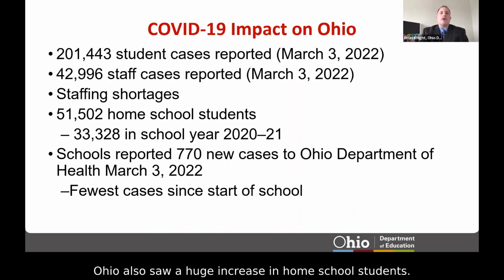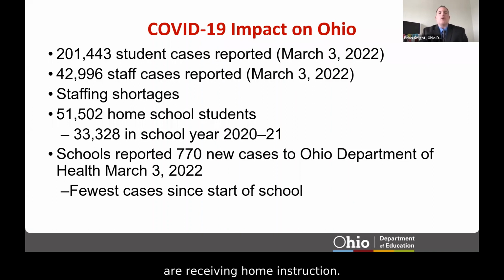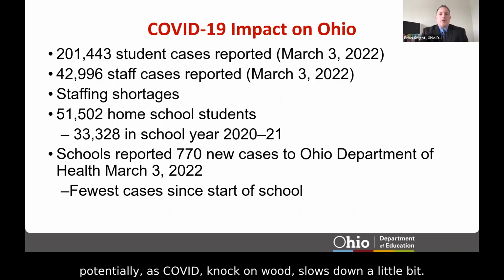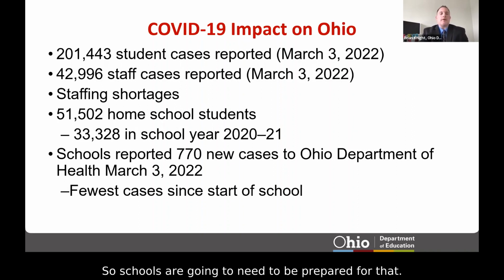Ohio also saw a huge increase in homeschool students, and these are not an online community school. These are actually numbers of students who are receiving home instruction. And as you can see, in 2021, we were at 33,000. And then this year, we jumped up to 51,000. So a lot of these students are going to be looking to come back to their district potentially as COVID, knock on wood, slows down a little bit. So schools are going to need to be prepared for that.